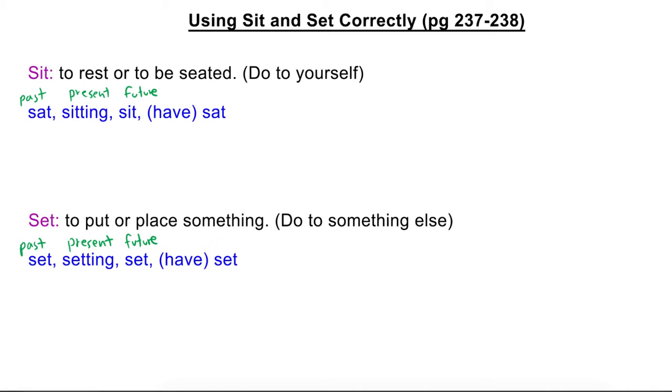So what do I mean by do to yourself and do to something else? Well, when you sit down, or when something sits down, they're doing it by themselves. Nothing's making them sit down. It's something that you do on your own. Someone can command you to sit down, but you're doing the action yourself, to yourself. For setting, it's something that you have to do to something else. You're making something else set down. You're setting something else down. You can't say I sit the pencil down on the table. That's incorrect.